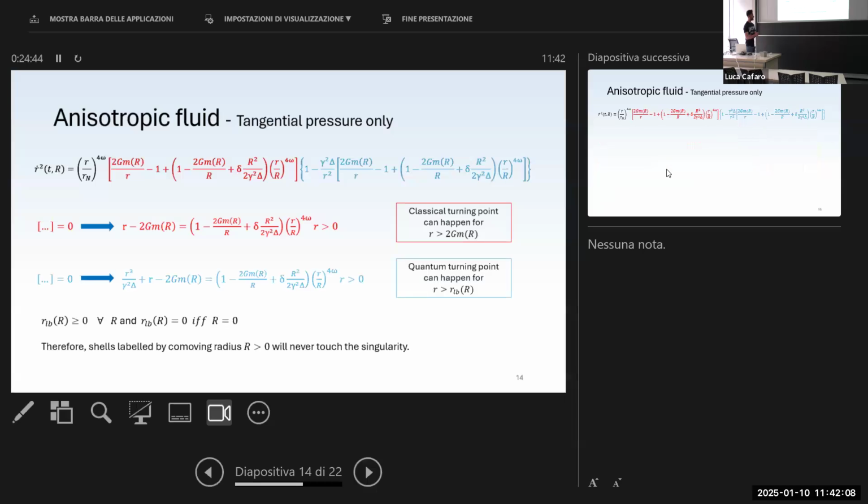However, if you repeat the same argument for the quantum term, you get that here too, you must get a lower bound for r. So turning points can happen at r bigger than this function of the comoving radius, which is complicated. I'm not going to write it down, but you can show that this function is 0 only if r is equal to 0, which means that if you pick a shell away from the center, labeled by a certain r, this shell will collapse. It will bounce at a certain point without touching the 0, because it must be bigger than this function, which is not 0.